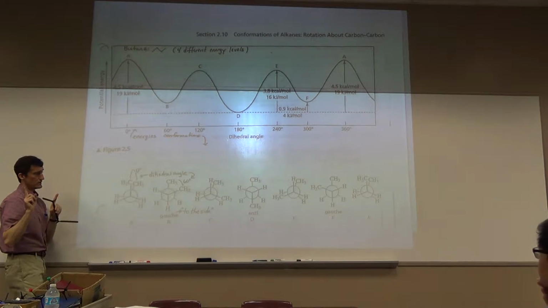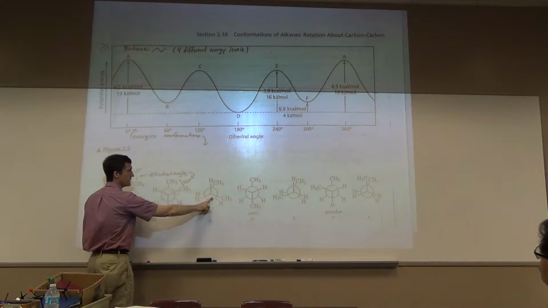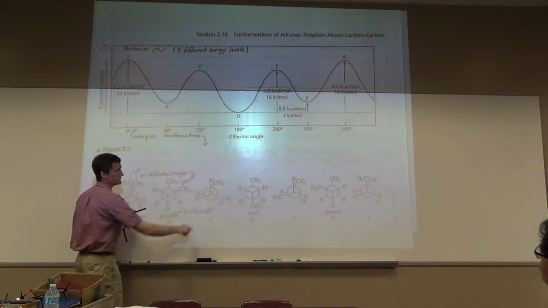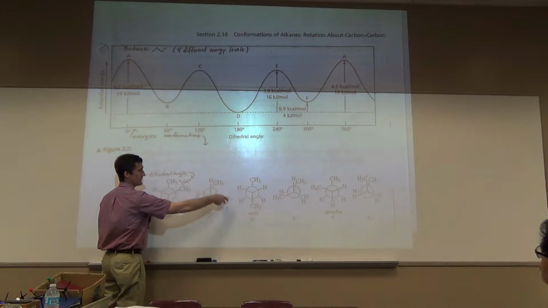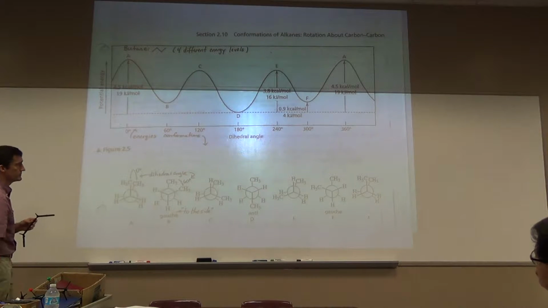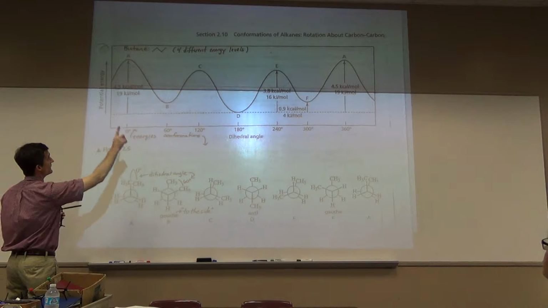Okay, but look, this one is also eclipsed. But are these eclipsed the same? No, here the methyls are eclipsed. Here, H of the methyl is eclipsed. They're not the same. So if we plot this energy, A and C are not the same.